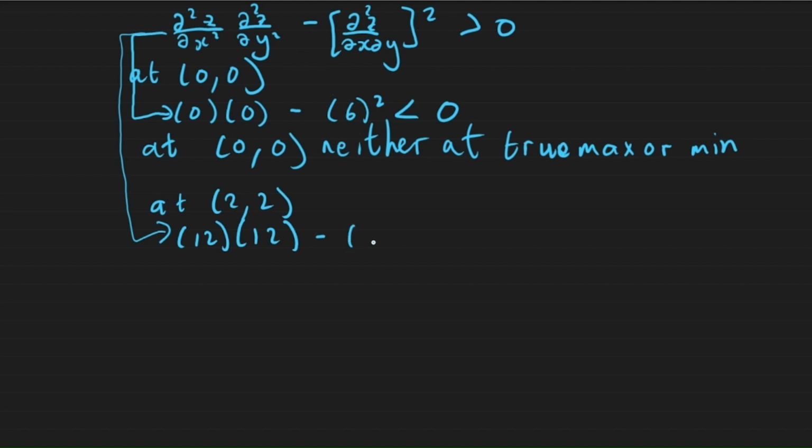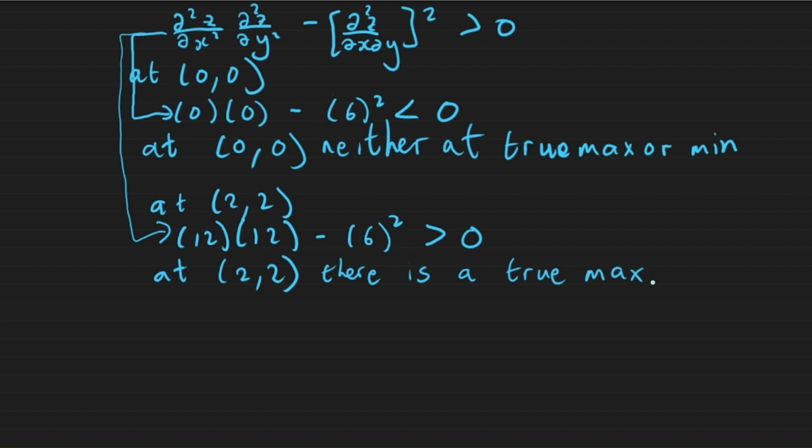And again, we're minusing 6 squared. So 12 times 12 is 144 minus 36. I mean, this is definitely greater than 0. So at point 2, 2, we do have a true maximum or minimum. How do we go about determining it?